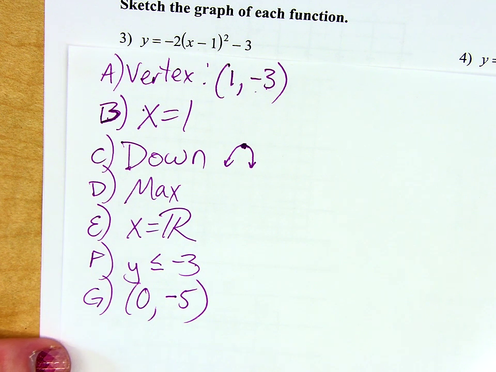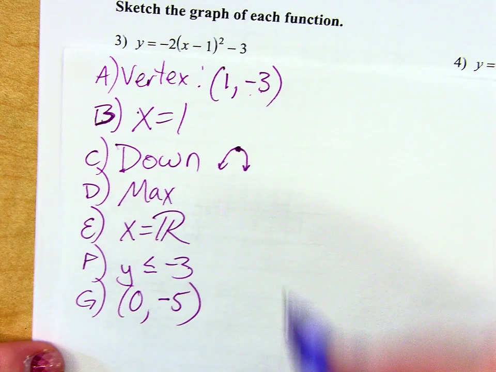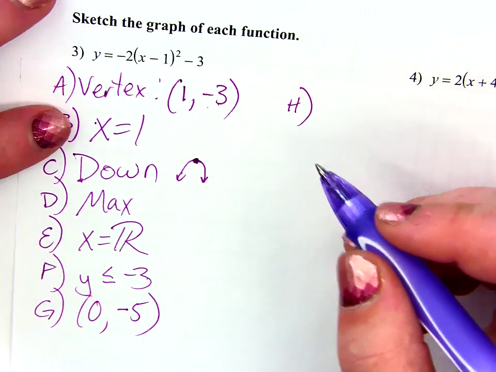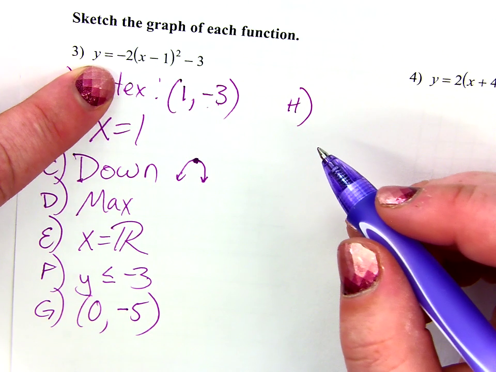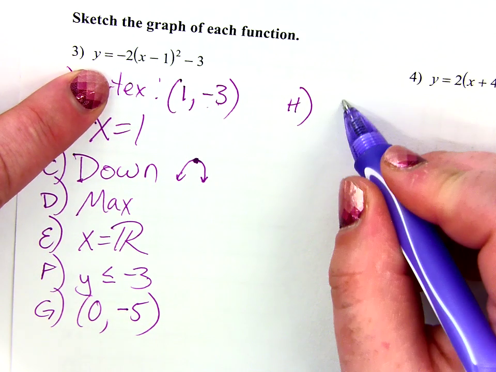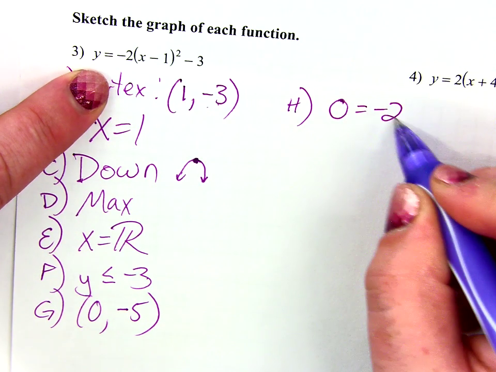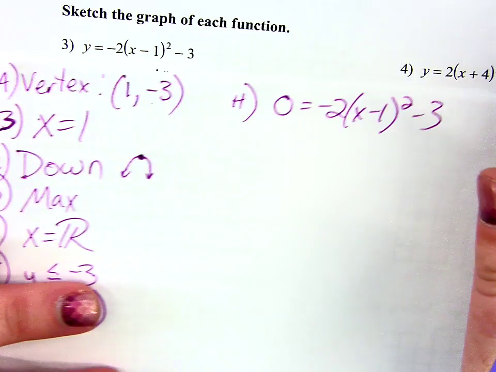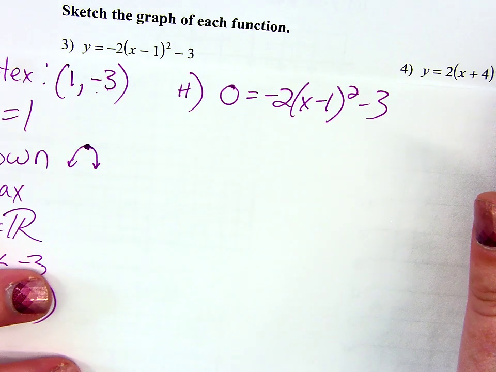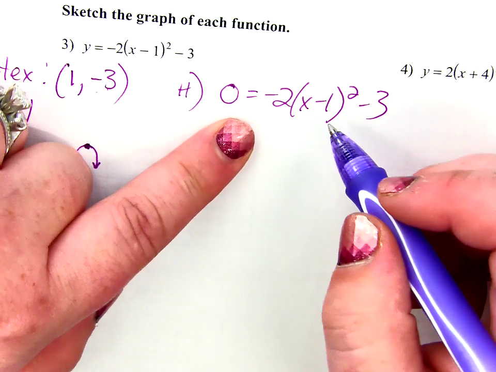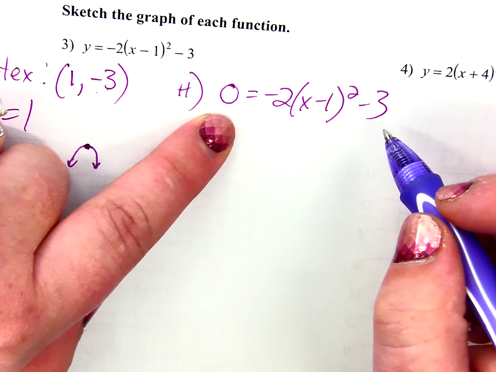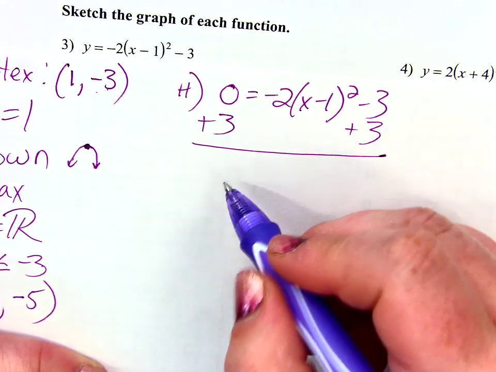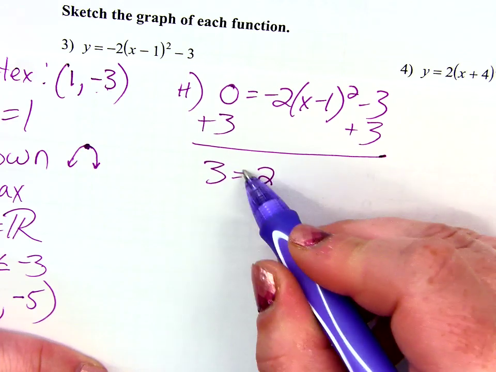And then h is the x-intercept, so I'll actually do that over here. There is some work involved there. If I want to find the x-intercepts, I'm replacing y with a 0. So I replace y with 0, and now I just want to solve for x. In this case, I can add the 3 over. Anytime you have it in vertex form, you can solve by square rooting.